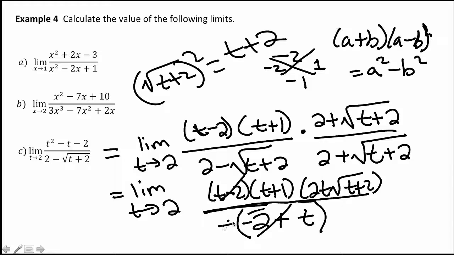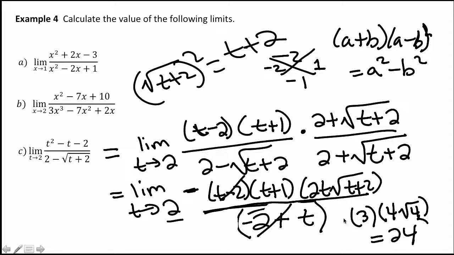Okay? So if we want, we can take that negative sign and put it out here, because this becomes 1 now because it canceled. Then you're going to go ahead and plug in the limit. So you're going to have t plus 1, which is 3. 2 times 2 is 4. 2 plus 2 is 4. Square root of 4 is 2. So you have 4 times square root of 4, which is 2. 2 times 4 is 8. 8 times 3 is 24. And then don't forget the minus sign. So we have negative 24. Okay, and that's the answer for part C.